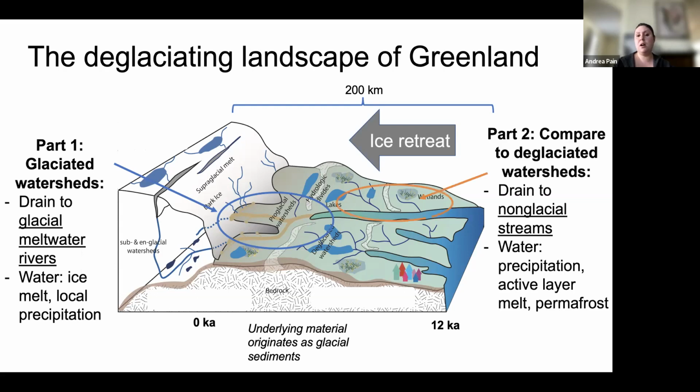In the second part of the talk, I'll be comparing these glacial watersheds to the regions that have been exposed for up to 12,000 years. I'll call these deglaciated watersheds, and they drain to non-glacial streams. In contrast to the glaciated watersheds, the water is predominantly from local precipitation, active layer melt, which is basically another term for groundwater, as well as any permafrost contributions.